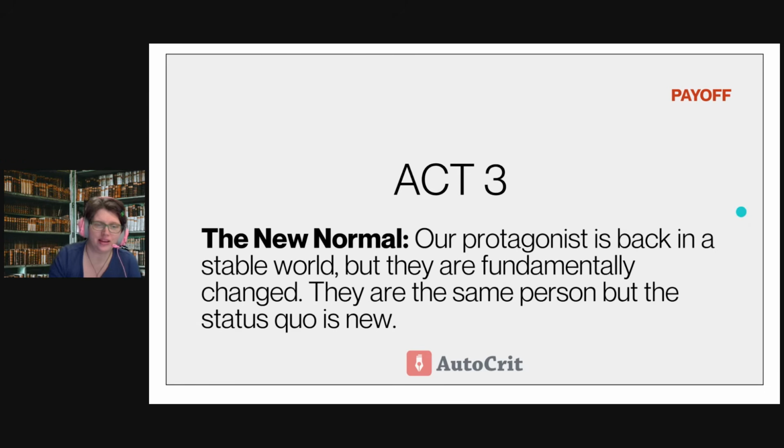Now we conclude here in the new normal, right? Our protagonist is back in a stable world, but they have been fundamentally changed. For Act 3, when we are establishing our new normal, I want you to show, don't tell, this change. A protagonist who was once afraid should now be seen standing their ground in some small way, as an example. Now, how did that work out for Cinderella?